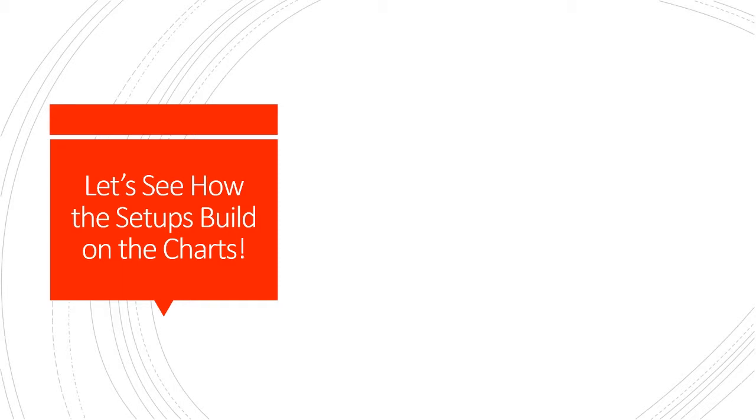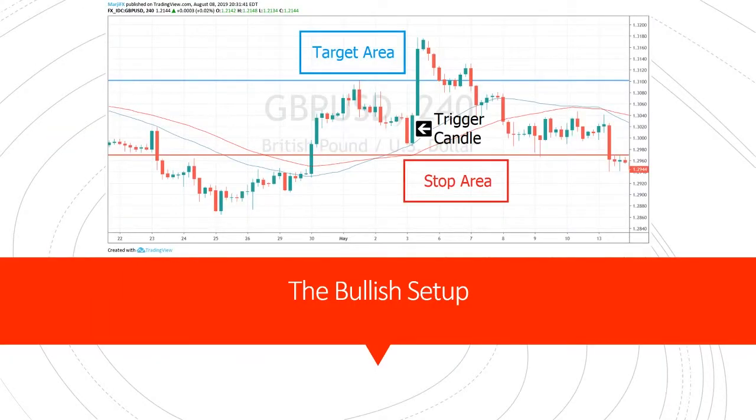See how the setups build on the charts. This is an example of the bullish setup. First of all, we have a rising move. Here's our rising move, a move up. Then we have a retracement, a move down.